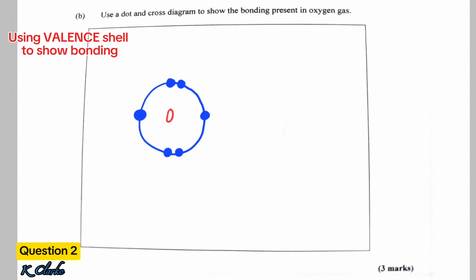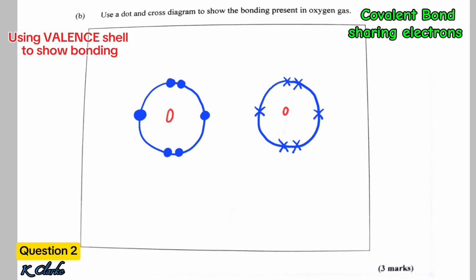Oxygen gas comprises of 2 oxygen atoms. Therefore, we are going to draw another atom for oxygen. However, we will be representing the electrons using cross instead of dots. Oxygen is a non-metal, therefore the bonding will be covalent. Oxygen atoms are going to share electrons in order to have a complete octet, which is the maximum number of electrons on the last shell.